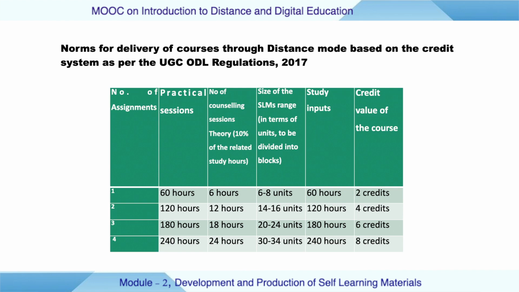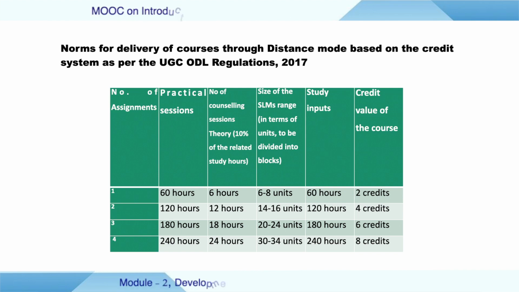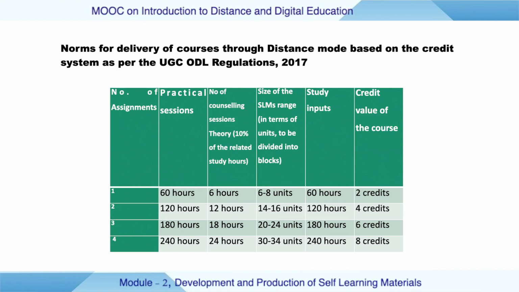Similarly, when the credit value of the course is 4 credits, the study inputs will be 120 hours, while the size of the SLM's range would be between 14 to 16 units, while the number of counseling sessions would be of 12 hours, and the practical sessions will be of 120 hours, and the number of assignments will be 2.